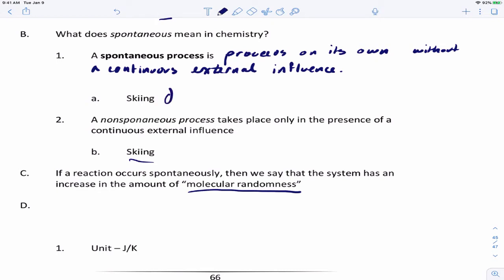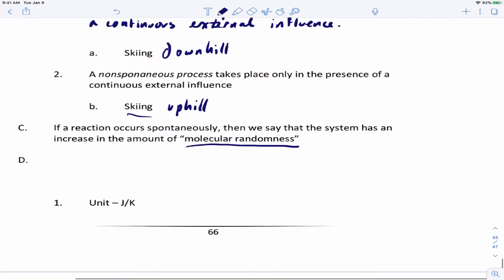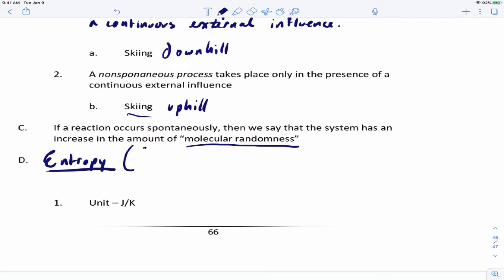Oh, by the way, for these skiing examples, let me put downhill for the first one and uphill for the second one. All right, so going back to molecular randomness, this new term is actually called entropy. That's how we describe molecular randomness. We represent entropy with a capital S, okay? And this is defined as the amount of molecular randomness in a system.